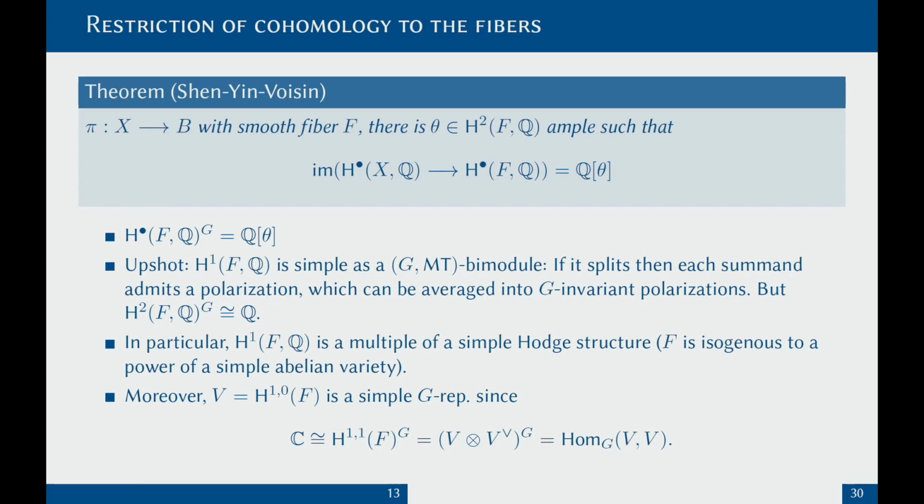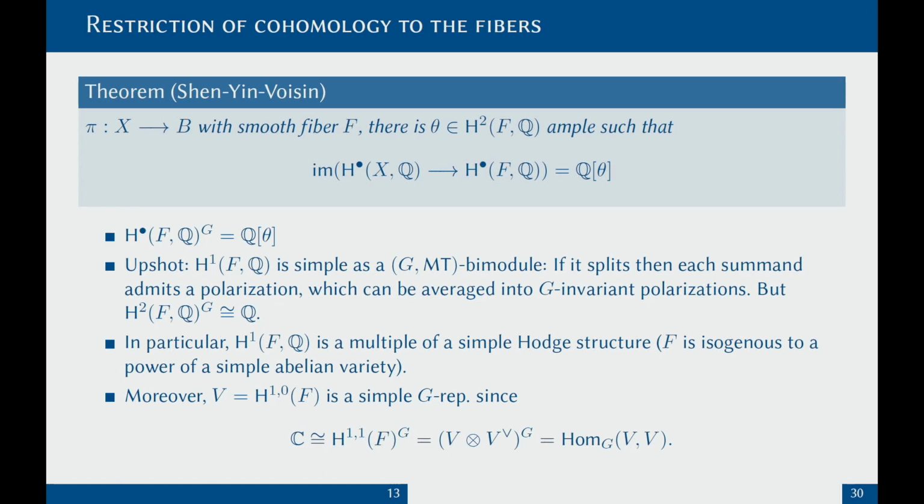As I said, it's a subgroup of GL of H on the H1 of F. In particular, it's going to act on the whole cohomology ring of F. And this subalgebra, this polynomial algebra in the ample class, is going to be exactly the G invariants. An upshot of that is that the first cohomology of F is actually simple. This is a slightly technical business, but it's simple as a bimodule for the Galois group G and the Mumford-Tate group.